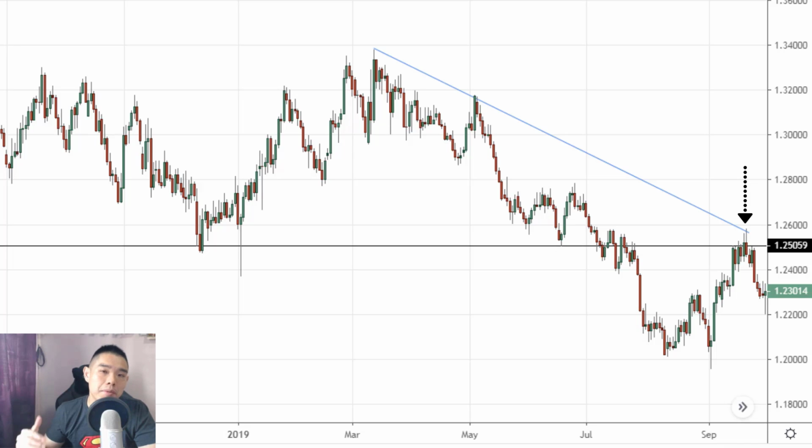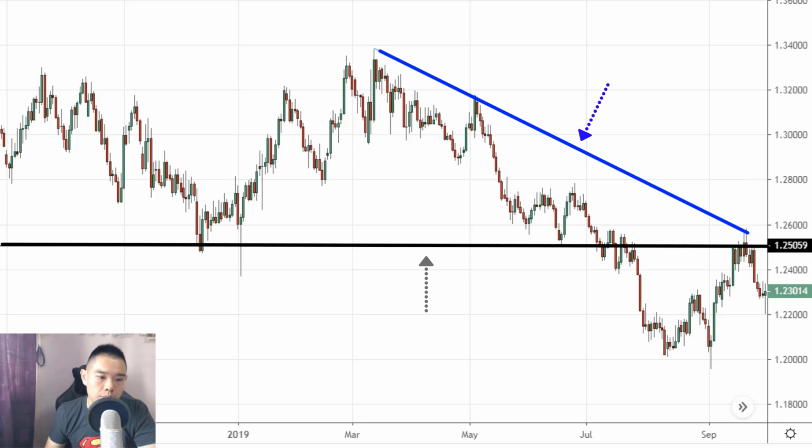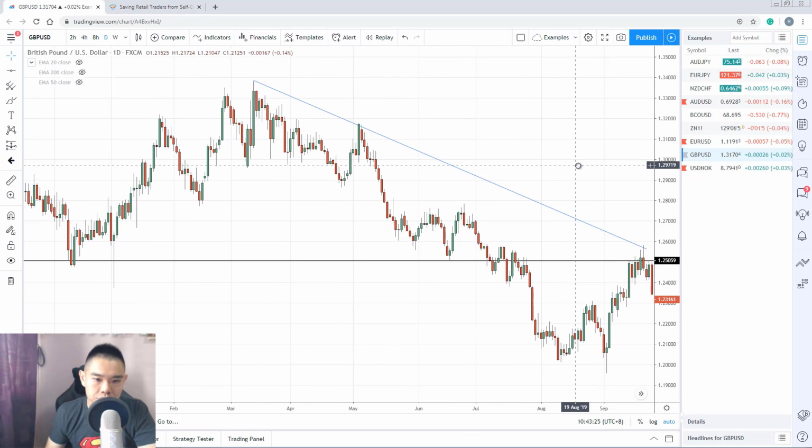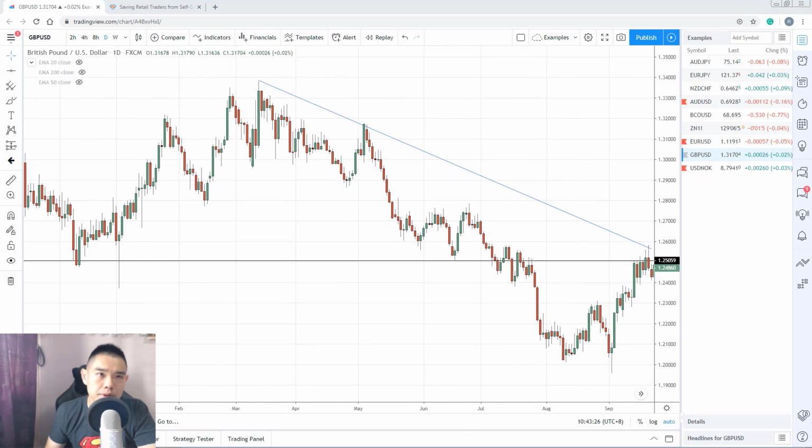Why is that? Because you have multiple technical confluences coming together. Number one, you got this downward trend line. Number two, you got this area of support, where previous support could become resistance. Number three, you have price rejection. Look at this price rejection. Multiple price rejections, here and even here, coming to this key area. And after which the price broke down. And finally, one last thing.